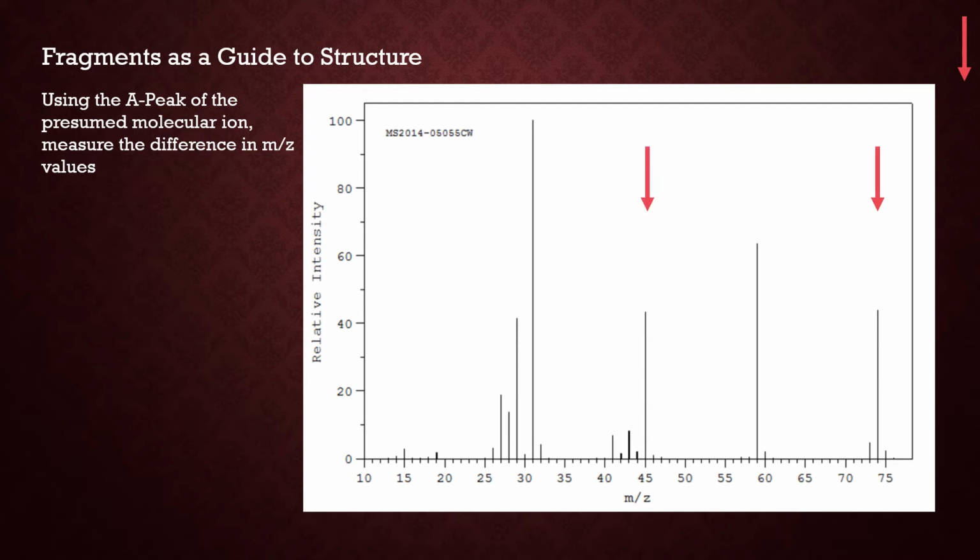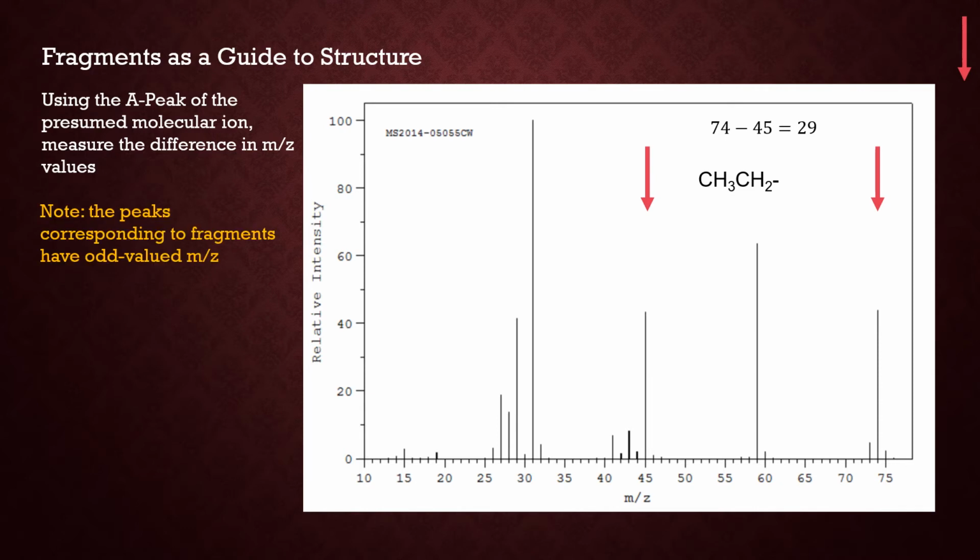If we look at the second line now and do the same subtraction, 74 minus 45, we get 29. That looks like an ethyl group. So now we're getting somewhere. We have a couple of ideas on what kind of structural elements are part of the molecule. What you should notice in general about fragments is that their M to Z values are odd valued. There'll be an exception to this when there's a nitrogen present, but keep in mind that fragments are generally odd valued.